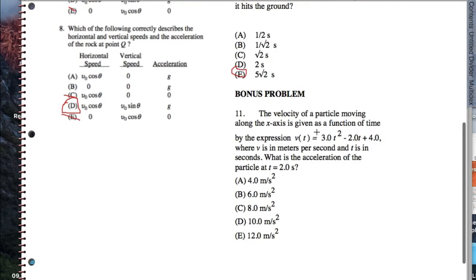Now for this one, we know the acceleration at 2 seconds, so we take the second derivative. So the first derivative is 6t minus 2, and the second derivative is just going to be 6 meters per second squared. So this I get from the second derivative. And my pen tool is not working, so I'm going to have to abbreviate this. All right, so that is the answer to number 11.